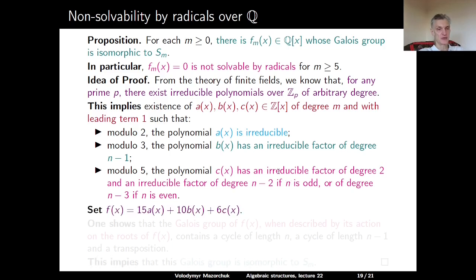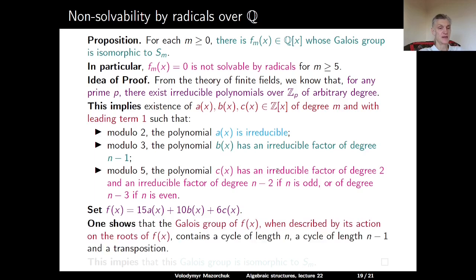When we construct these polynomials, we set f of x to be equal to 15a of x plus 10b of x plus 6c of x. And then one can show, using all our assumptions, that the Galois group of this equation, when described by its action on the roots of our polynomial f of x, contains a cycle of length n. This comes from the properties of a of x. A cycle of length n minus 1. This comes from the properties of b of x. And the transposition, which comes from the properties of c of x. And this implies that the Galois group is isomorphic to Sn.